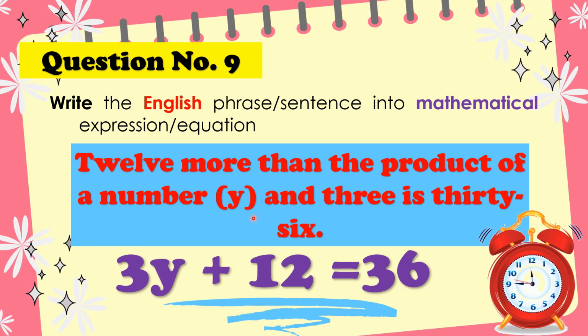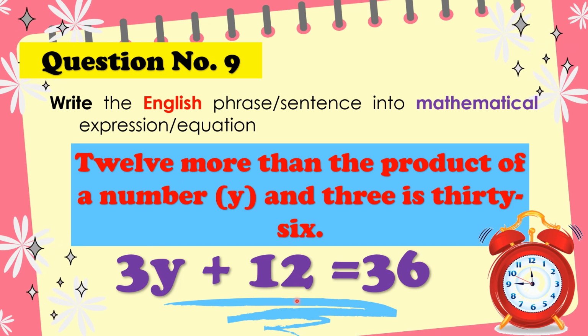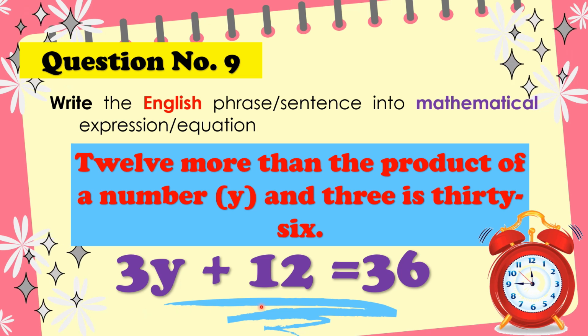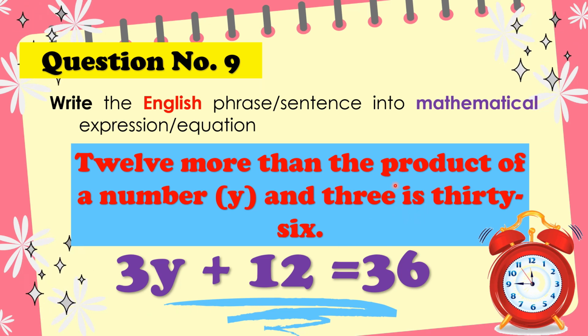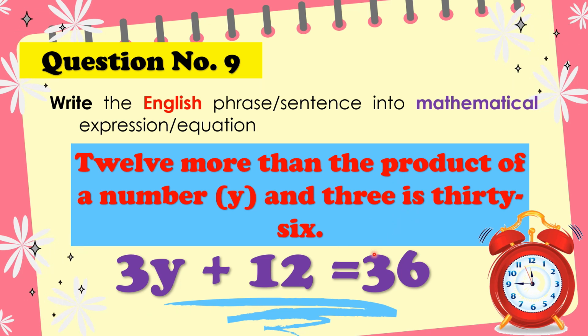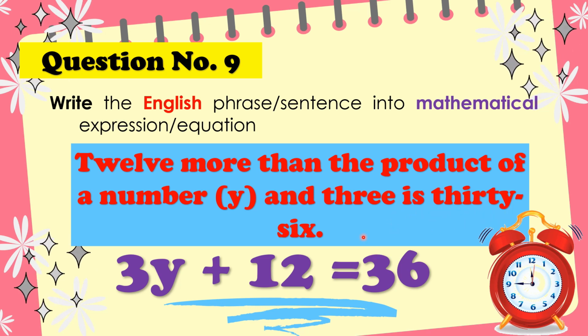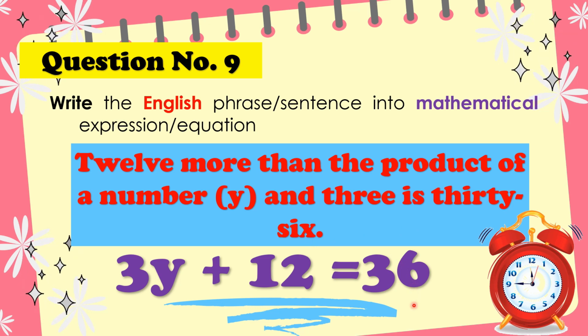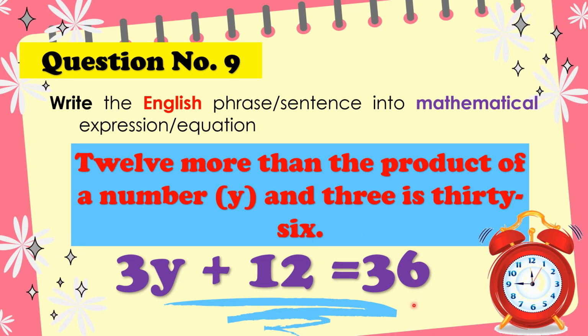Tapos, si 12, nilipat natin dun sa pangalawang pwesto. Kaya, naging 3y plus 12. And then, dahil may word na is, gumamit tayo ng equal sign. At, ang result daw is 36. So, sinulat lang natin siya dito. Ganun lang siya kadali.